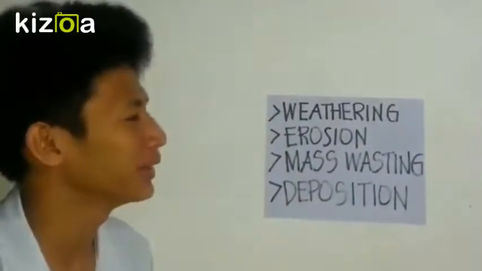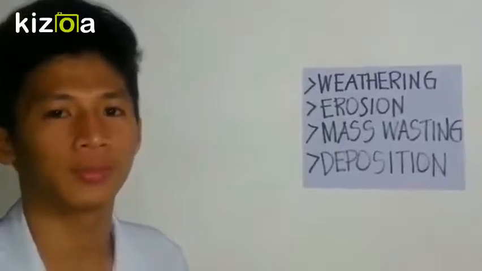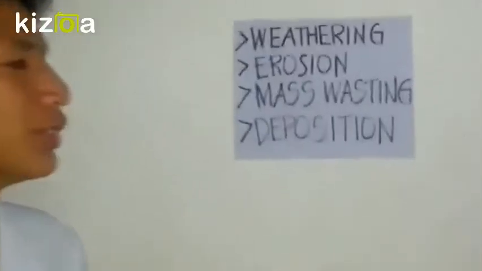The third one is mass wasting. Mass wasting, also known as slope movement or mass movement, is the geomorphic process by which soil, sand, regolith, and rock move down slope. And the last one is deposition.